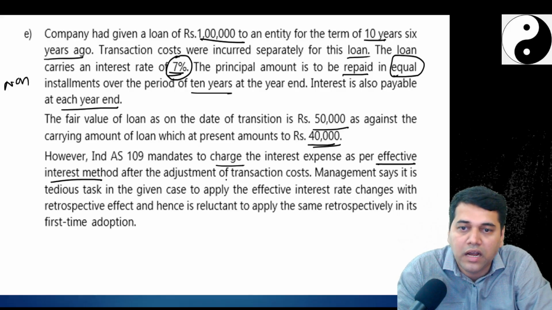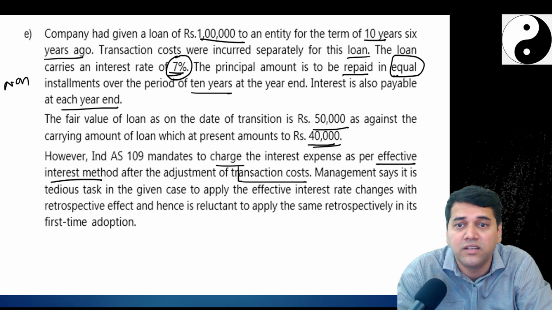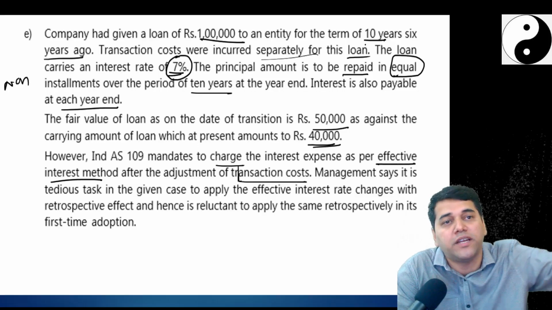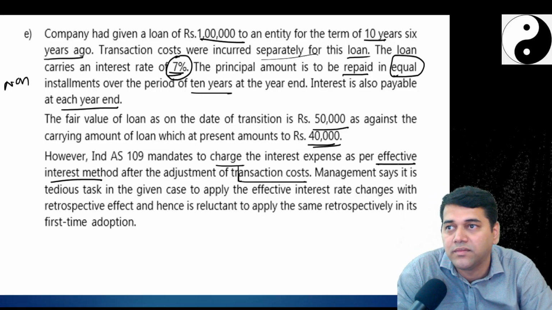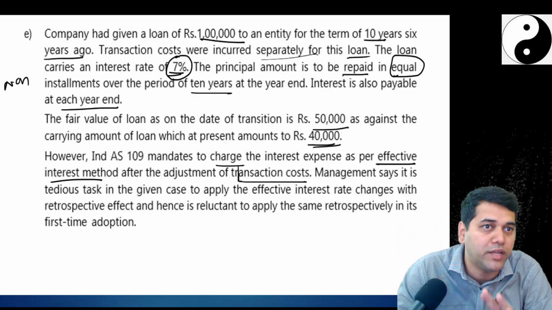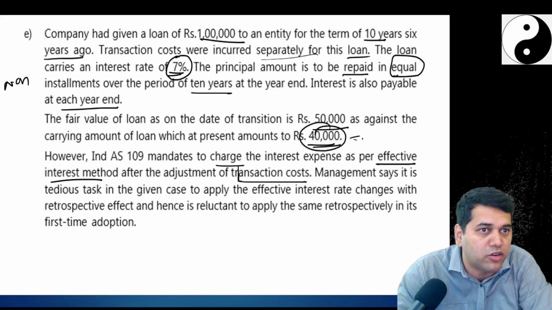Now, the transaction cost is also there, which has got to be adjusted. But I don't know what they have done. This transaction cost they must have charged to the P&L account instantly. In short, the loan balance should have been different as compared to today. Can I take this? Is this balance as per Ind AS 109?